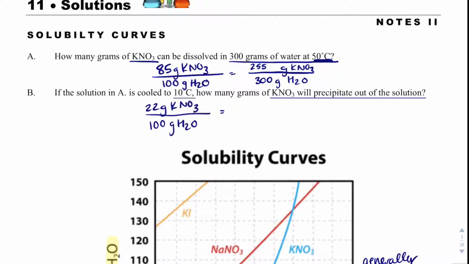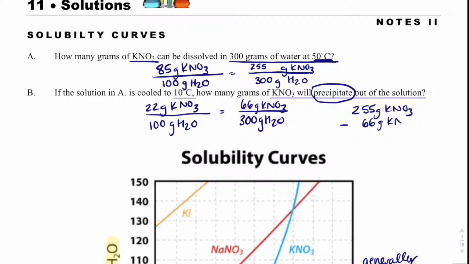But we still have 300 grams of water. So just set up a proportion here. 22 times 3 is of course 66. So if I want to know how much will precipitate, or will no longer dissolve, well, 255 grams of KNO3 were dissolved, but I'm cooling it, so only 66 grams of KNO3 will stay dissolved. So if I take 255 and subtract 66, I get 189 grams of potassium nitrate that will precipitate.